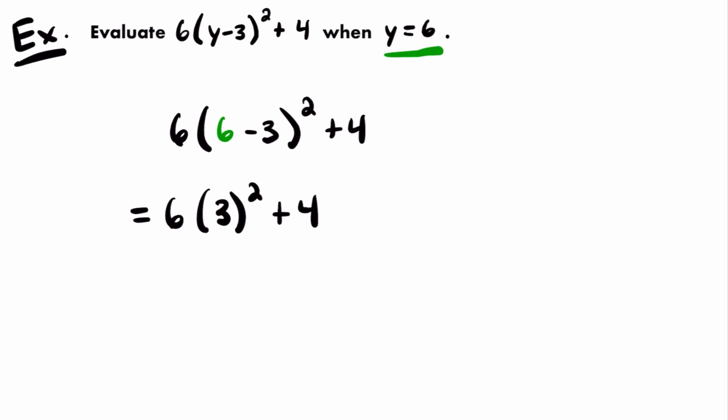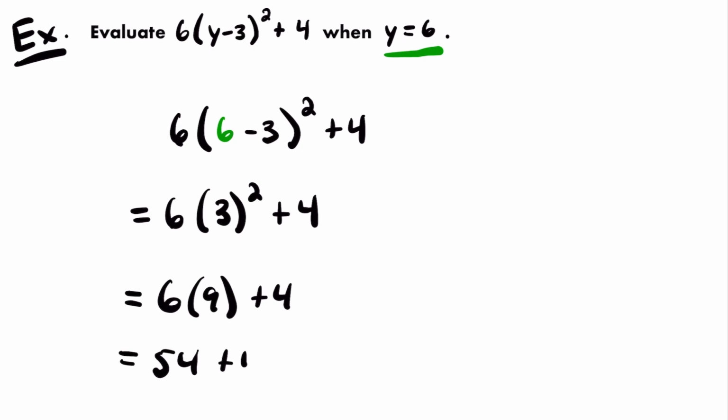Now, next, you want to take care of any exponents, and we do have one here. We have 3 squared, which is equal to 3 times 3, which is 9. So this is equal to 6 times 9 plus 4, and 6 times 9 is 54, so this is equal to 54 plus 4, which is equal to 58. 58 is the value of this variable expression when y equals 6. Let's move on to another example.